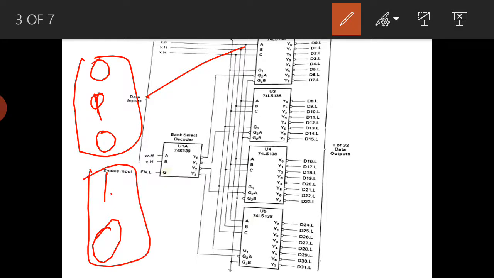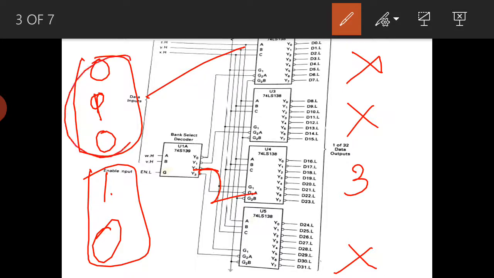So 1 0 means Y2 will be active, so the third IC will be active. This is disabled, this is disabled, this is disabled. So 0 1 0 means 2, the Y2, so Y2 will be enabled. Again, the other outputs will be high. So at a time only one will be enabled, that is, the third output of the third IC will be enabled.